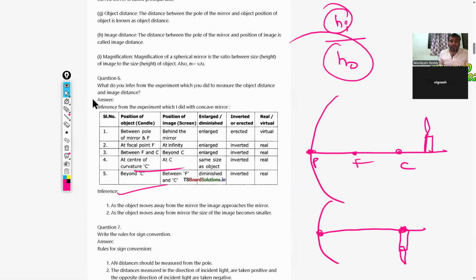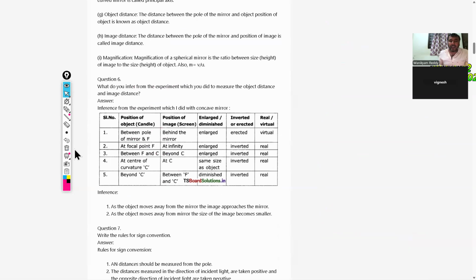Next question. What do you infer from the experiment which you did to measure the object distance? Object kept between pole and F, image formed behind the mirror. We already know, we have done this one. Enlarged. These things you have to remember when you come to draw the ray diagrams.